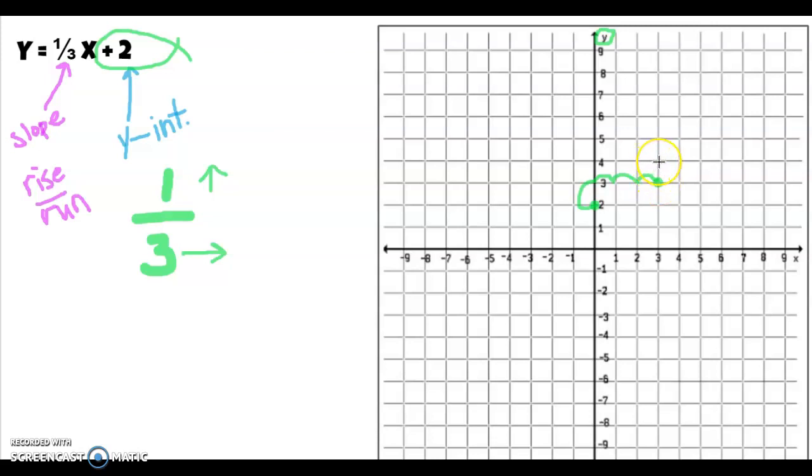I then go up 1 and to the right 3. 1, 2, 3. And I put a point there. I go up 1 and I go to the right 3. 1, 2, 3. And I put a point there.